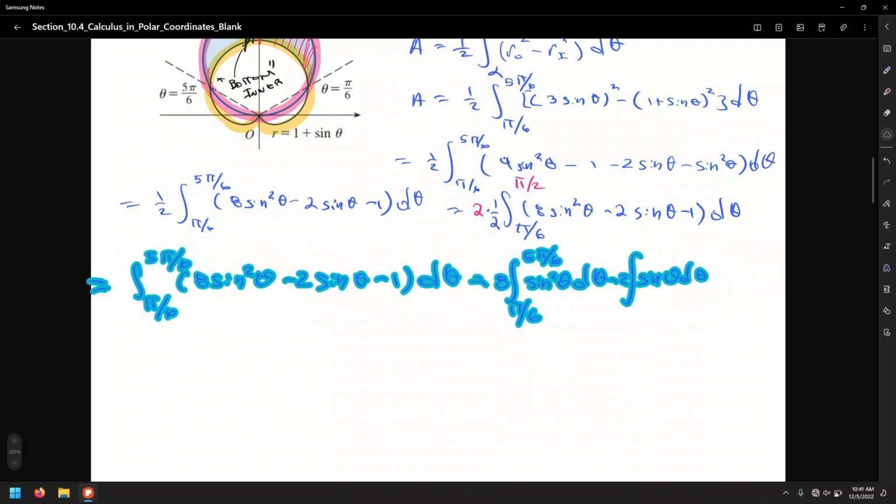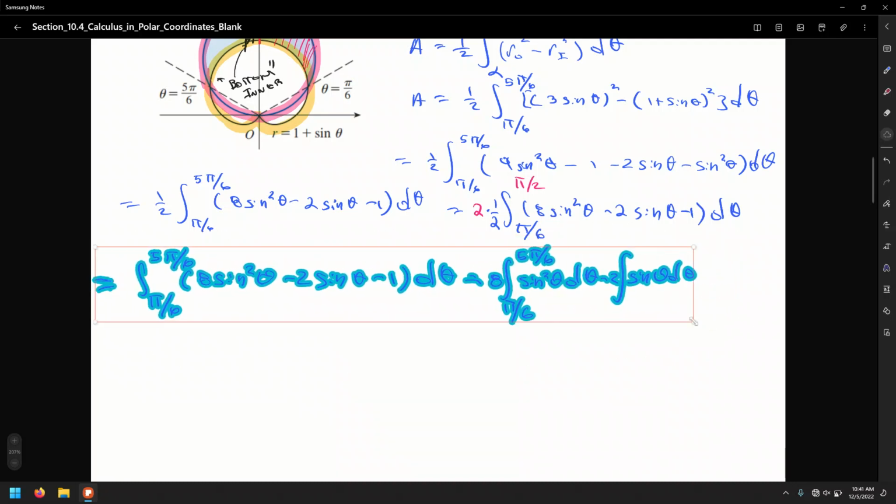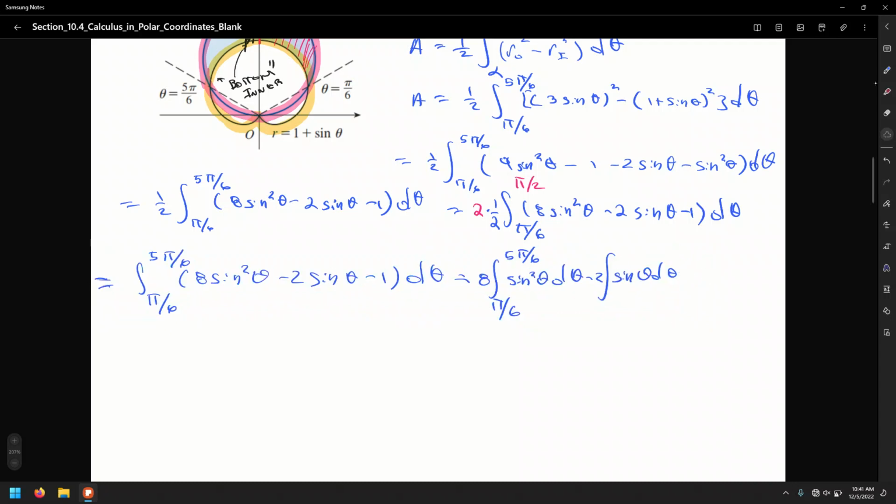I'm going to make some room again, make it a little smaller, and minus the integral of d theta from pi over 6 to 5 pi over 6. Wait, no, this is supposed to be pi over 2, right? Yep, pi over 2, because we already used the symmetry of it. Yeah, sorry about that.